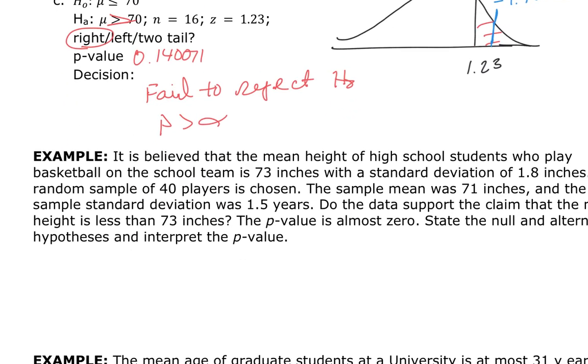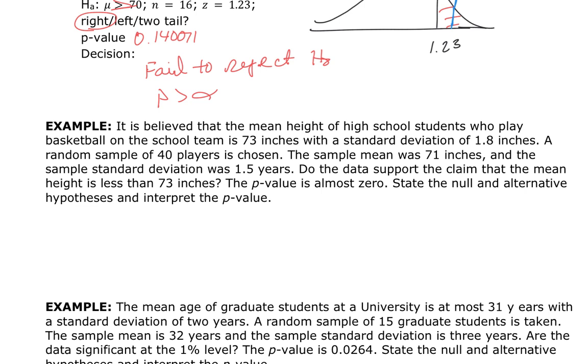Let's go through an example. It is believed that the mean height of school students who play on the basketball team is 73 inches with a standard deviation of 1.8. A random sample of 40 players is chosen. The sample mean was 71 inches and the standard deviation was 1.5. Does the data support the claim that the mean height is less than 73 inches?